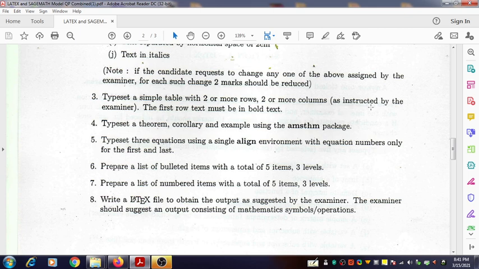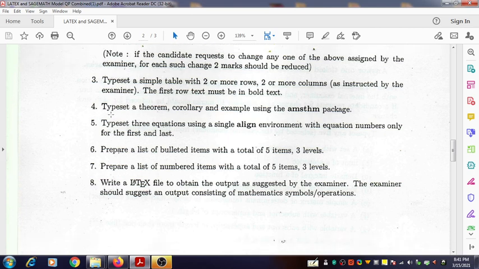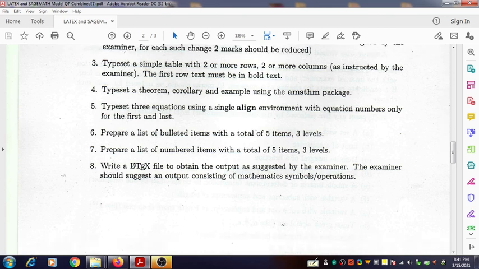Then, as instructed by the examiner, the first row text must be in bold text. Then the fourth question in this question paper is to typeset a theorem, corollary, and an example using the AMS math package. Next, typeset 3 equations using the single align environment with equation numbers only for the first and the last.